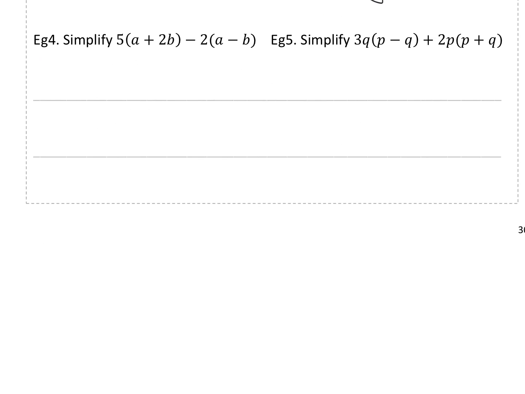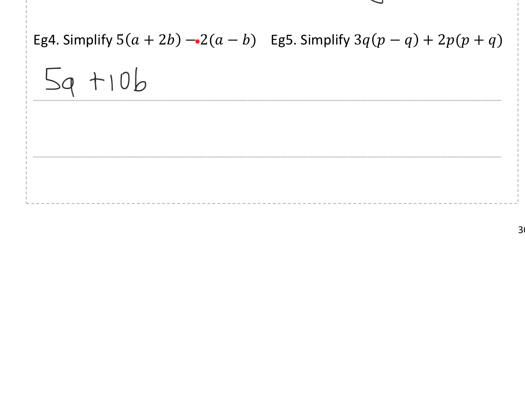Example 4. Simplify the following expression. So we'd start by expanding the bracket. We've got 5 times a, which is 5a. Then we have 5 times 2b. 5 times 2 is 10. So 5 times 2b would be 10b.